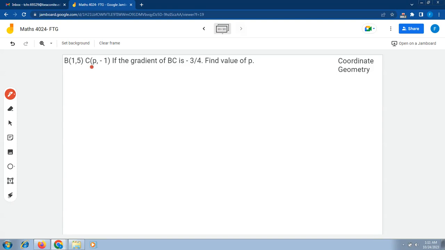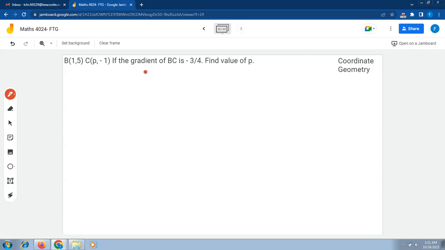Students, this is a question on coordinate geometry, and in this question the coordinates of B and C are given to us, and the question further says that if the gradient of line BC is minus 3 upon 4, we have to find the value of P. What are the coordinates of B and C? The coordinates of B are 1 and 5. The value of x is 1 and the value of y is 5, and the coordinates of C are P and minus 1. So we have to find the value of P, and the gradient is given to us.